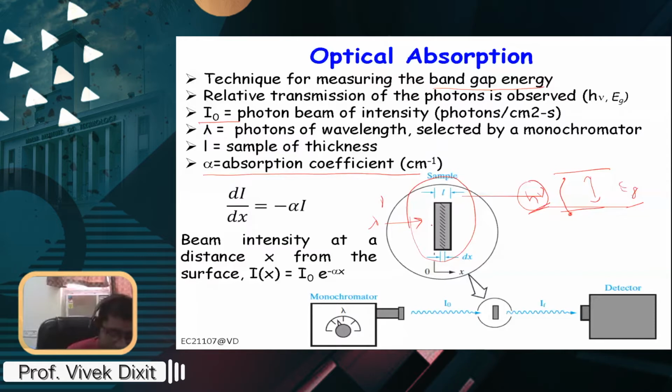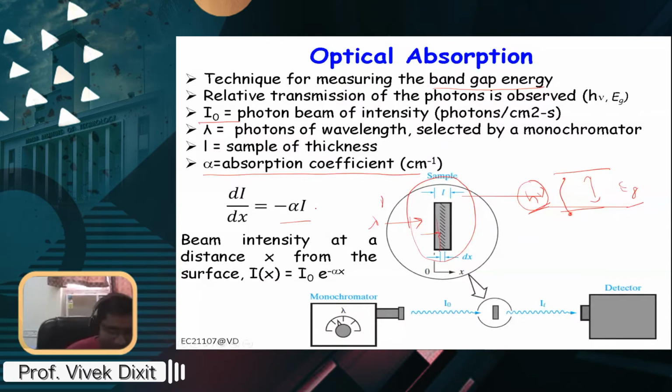So at a given point of time, at any cross section of this semiconductor, the intensity will drop with the length x, right? As this radiation is moving, its energy will reduce because alpha is the absorption coefficient. So alpha times I will be the absorption, right? So you can write dI by dx is alpha times I. There is a negative sign because it's absorption, right?